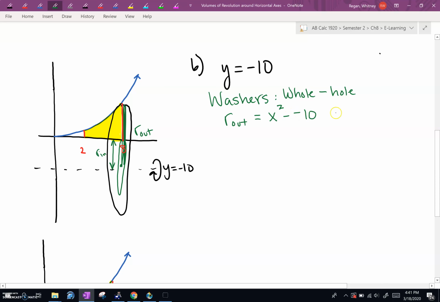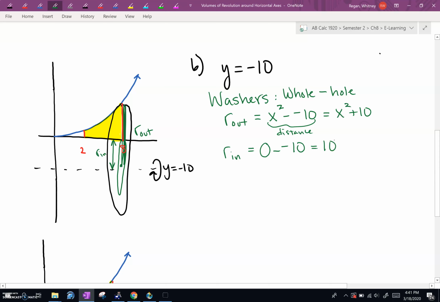So we still have this top minus bottom when we find that little distance between the x squared and the -10. But for this one, it ends up being x squared plus 10. Our inner radius is actually going to be the distance from the x-axis, so that's at y equals 0, down to -10, which is just 10.